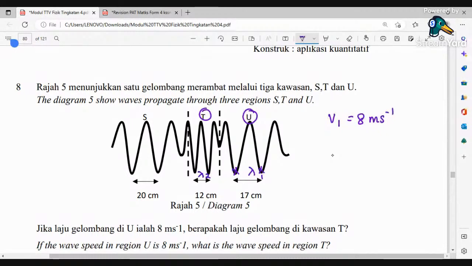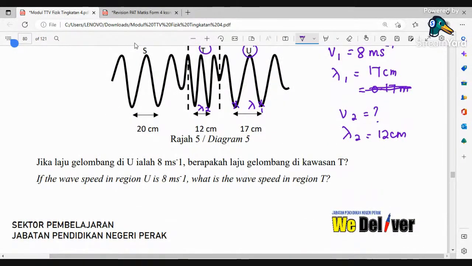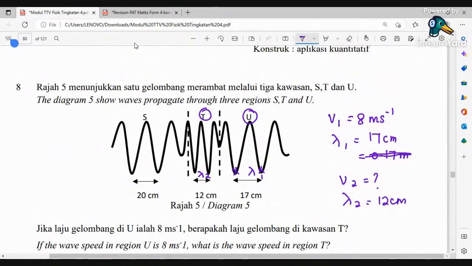So v1 is 8, lambda 1 is 17 cm, or you convert to meters, and then you want to find v2. Lambda 2 is 12 cm. If you don't change the unit also can, because we are going to use a ratio, so later the unit will be cancelled. If you want to change also can. Okay, so for this one, refraction of water wave.